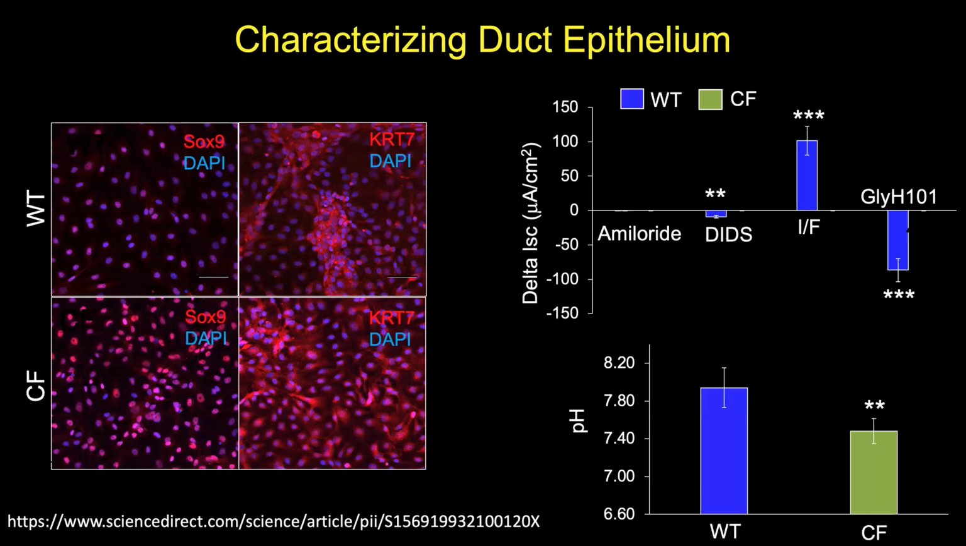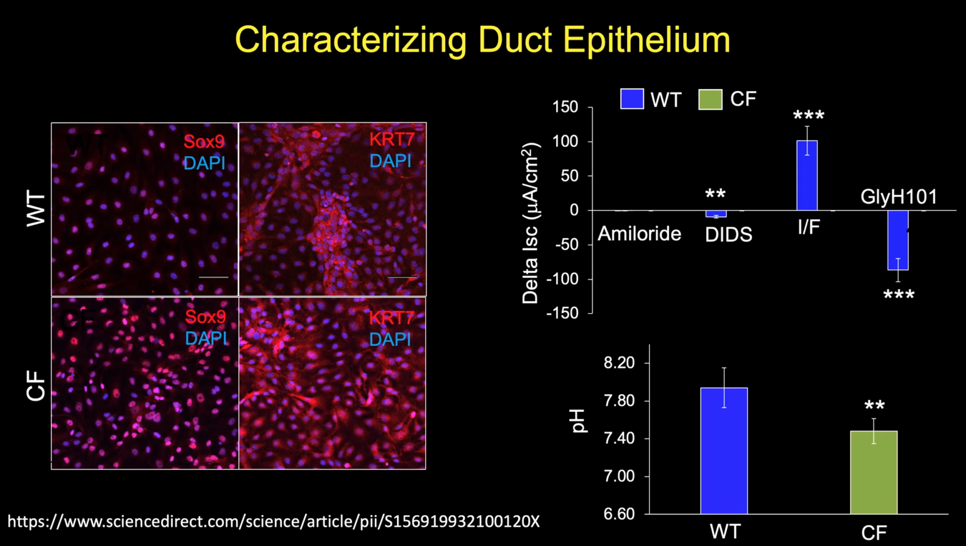So when at the pancreatic duct epithelial stage, we characterized both wild type and CF pancreatic duct epithelia to see if they expressed the key ductal markers like SOX9 and KRT7. And as you can see on the left, they did. Both CF and wild type cells expressed both SOX9 and KRT7.